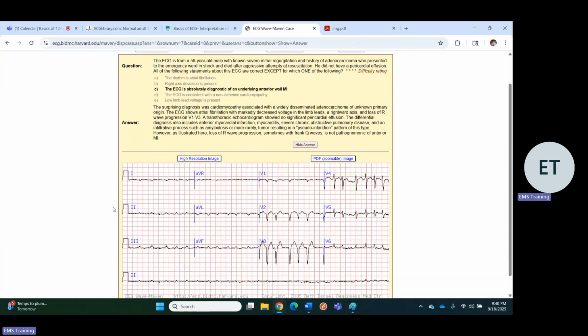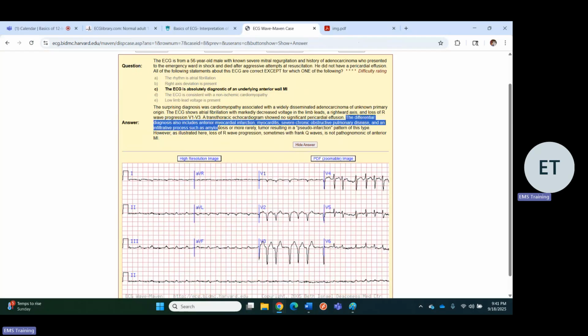The surprising diagnosis was cardiomyopathy associated with a widely disseminated adenocarcinoma of unknown primary origin. The ECG shows atrial fibrillation with markedly decreased voltage in the limb leads. They could have a tumor. Right axis deviation. A loss of R wave progression in V1 through V3. Yep, it's totally down. It should switch here. A transthoracic echo showed no significant pericardial effusion. Well, then what explains the poor voltage criteria?